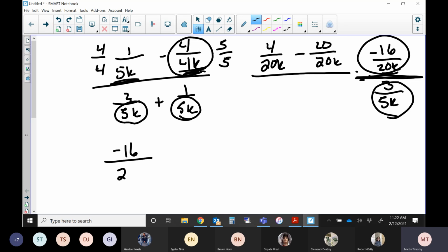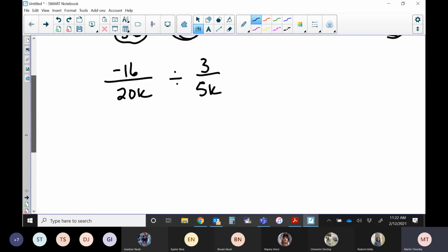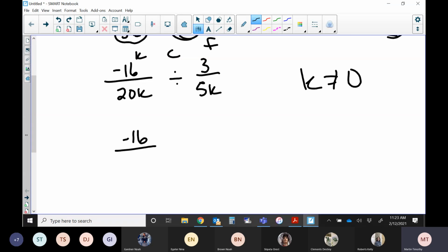-16 over 20k. I'm going to keep this, I guess, like this for just a minute. So I rewrote this division problem like this. Why? So I can keep, change, flip. Technically, k is not allowed to equal 0. Like I said, they don't talk about that much on the test. -16 over 20k times, keep, change, 5k over 3.